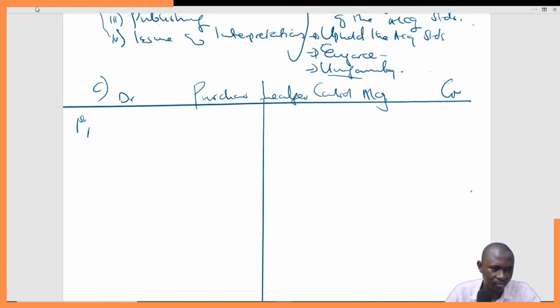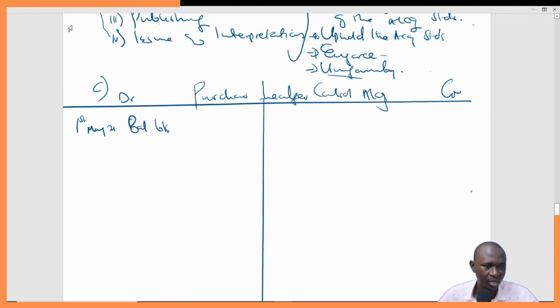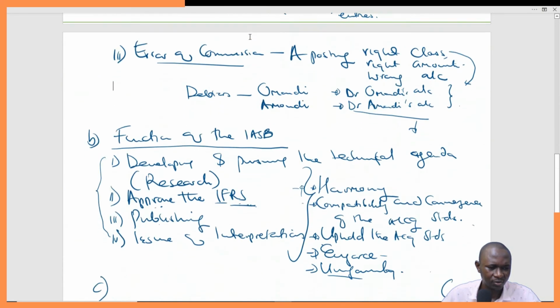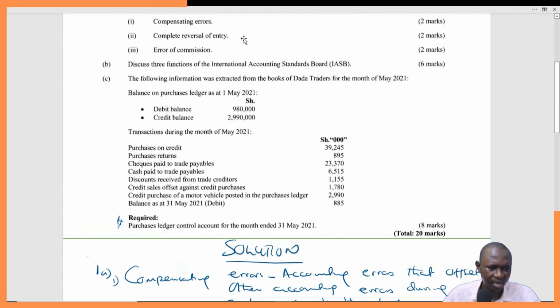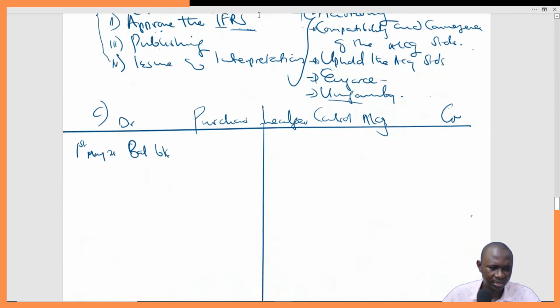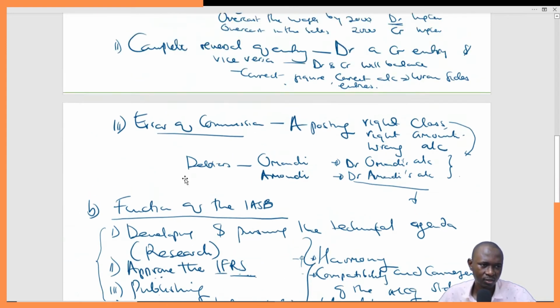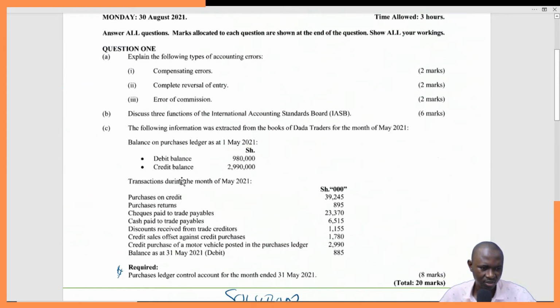So first, May 2021, balance brought forward. How much do we have? This is 980,000. Just read it. It's a debit balance of 980,000. So you just read it as it is. And then the same date, 1st May 21, balance brought forward on the credit side is 2,990. Okay, so I think that one is okay. Just take the instructions as they are.